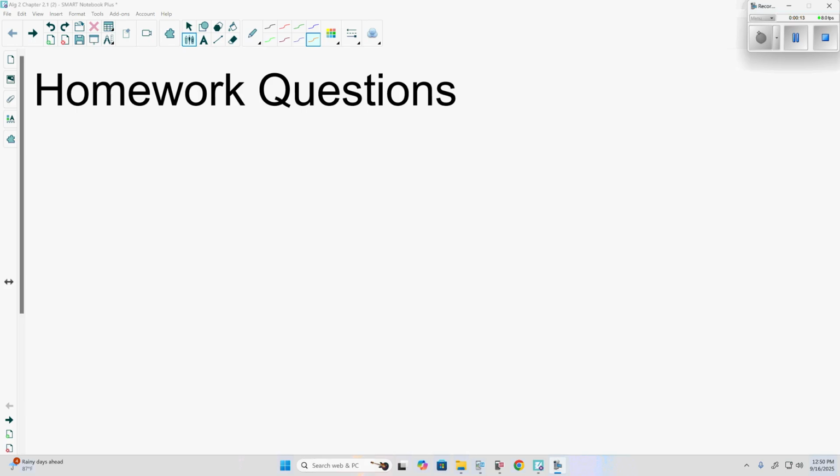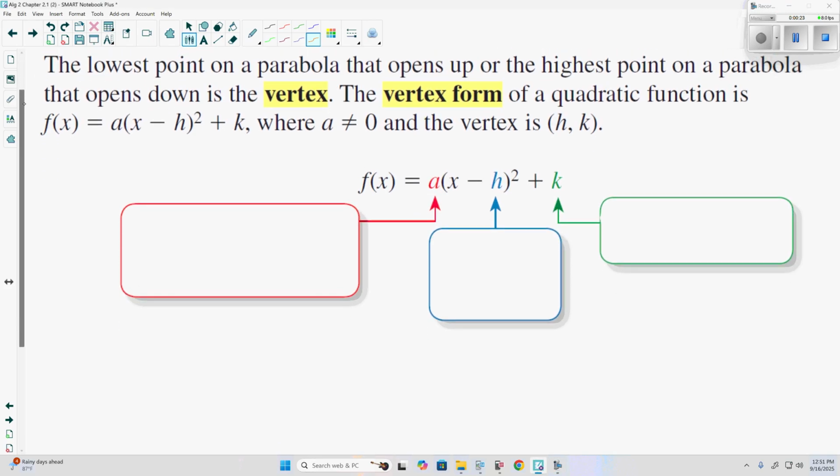We talked about quadratics and transformations, and being able to identify the transformations of a quadratic from the parent function to its current position. Now, one of the new things we're going to talk about is vertex. The vertex is the highest or lowest point on a parabola. Now, parabolas are U-shaped graphs.